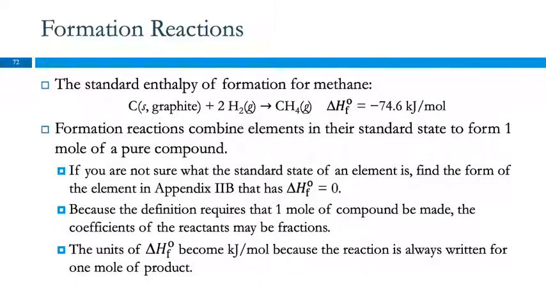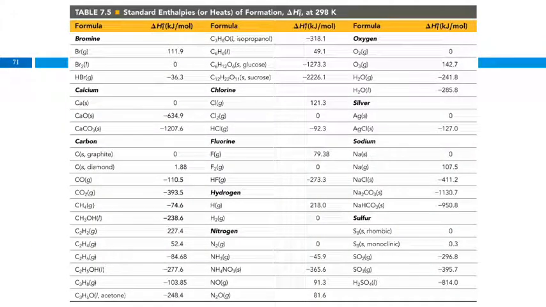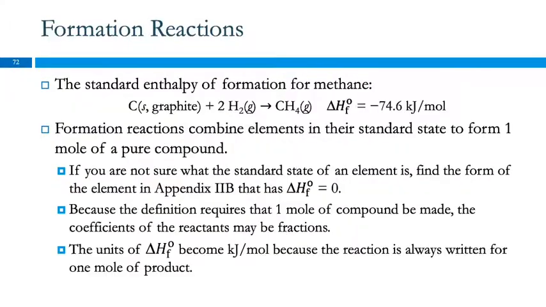Okay, so let's look at how we could do this. The standard enthalpy of formation for methane is minus 74.6 kilojoules per mole. And if we go back to that table and find methane, there's methane, minus 74.6. So we write a formation reaction. If we want to calculate the heat of formation for a compound, we have to write a formation reaction.